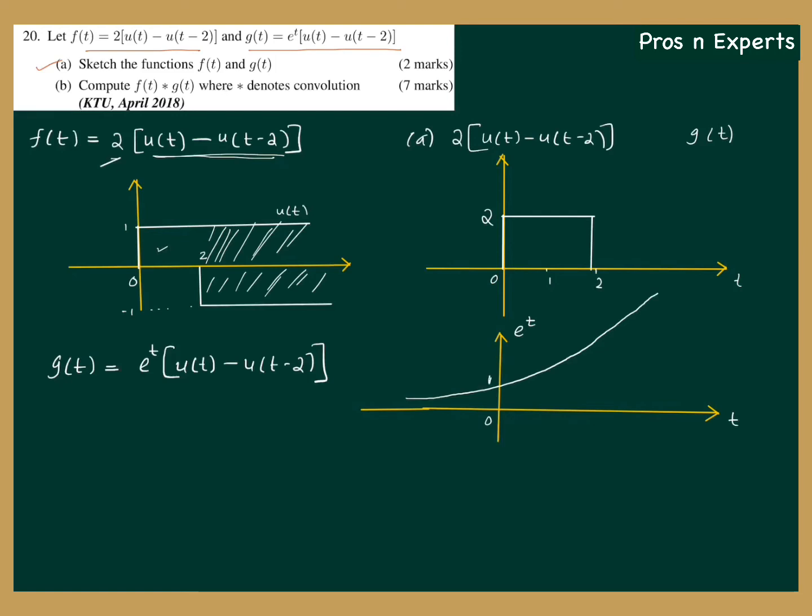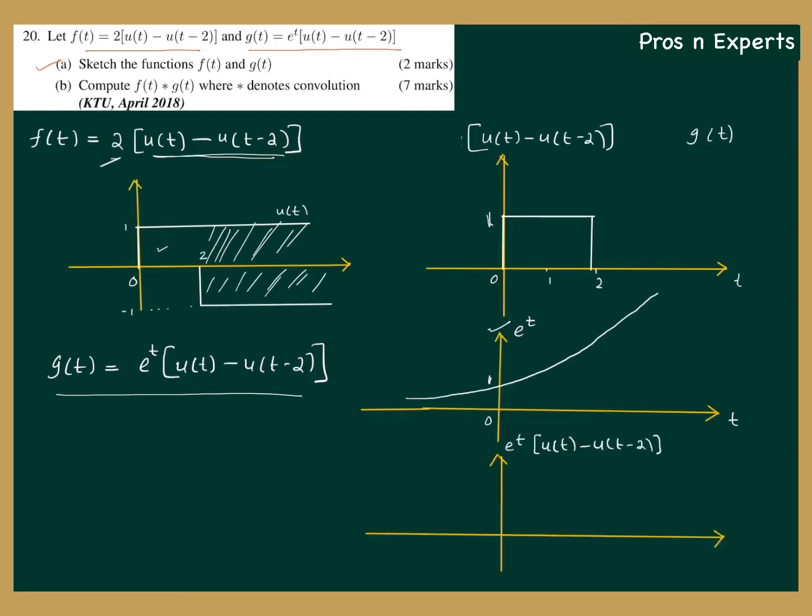Now our aim is to sketch g of t, which is e raised to t, this signal, multiplied by u of t minus u of t minus 2 with amplitude 1. Let me change the amplitude to 1. So what will be the answer? You can clearly see that multiplying that gate function with our exponential function will result in a signal like this.